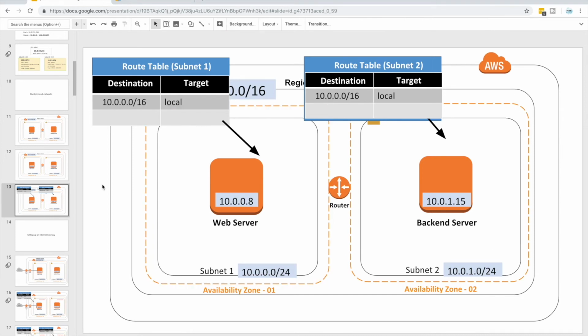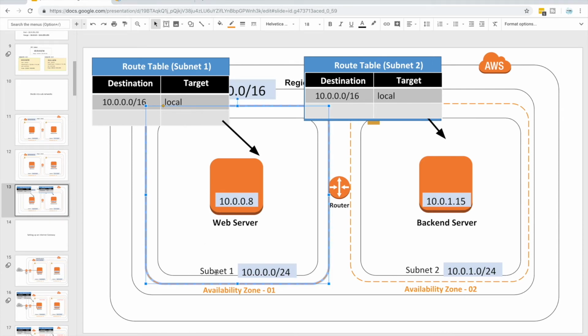Alright, so let's continue. Now we need to allow users to talk to our web server over the internet. So how can we make this possible? In this case, we have to set up an internet gateway for this particular subnet 1 because our web server is in subnet 1.